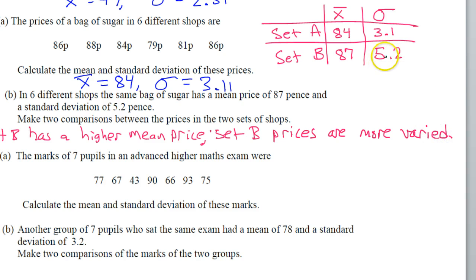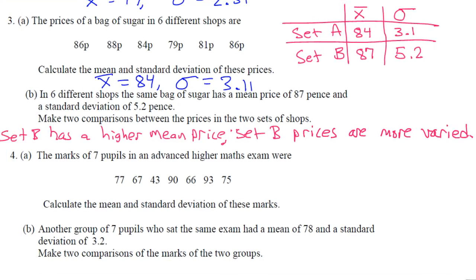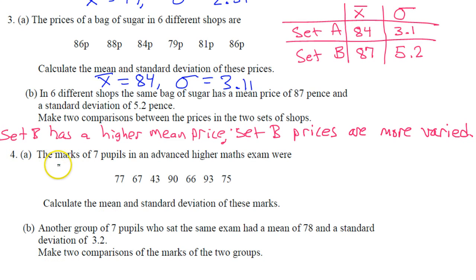Okay, and again, higher standard deviation tells us that this set has more variation, more highs and lows. Okay, number 4. The marks of 7 pupils in an advanced higher maths exam were given. Those are the 7 scores. Calculate the mean and standard deviation.